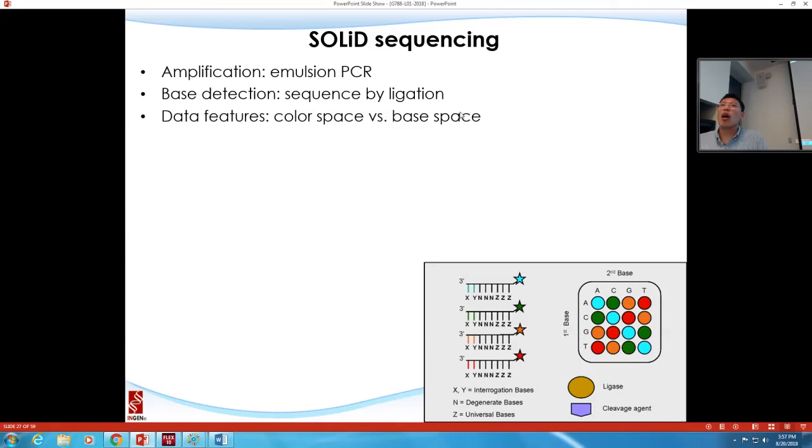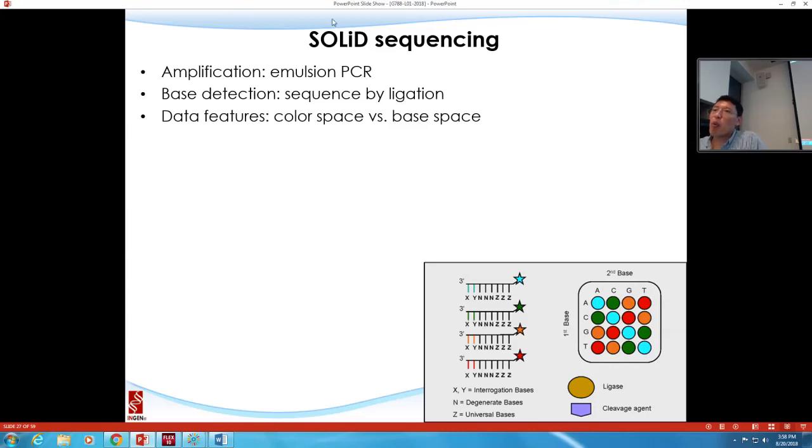I'm not going to go into a lot of detail about how they work, but there are two things I want you to memorize. It also has two things: the amplification and the base detection. The amplification uses something called emulsion PCR, and the base detection is called sequencing by ligation. If you look at my slides, I have a few dozen slides towards the very end of the lecture that I'm not going to go through. Those are the principles of SOLiD sequencing. If you're interested, I'll be happy to tell you after class, but we don't have time now.